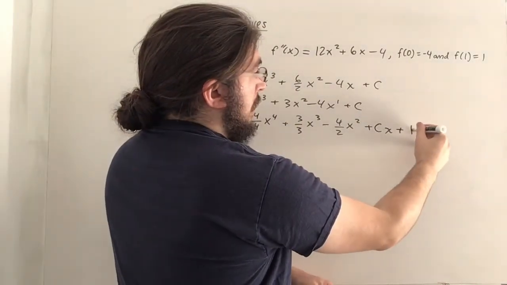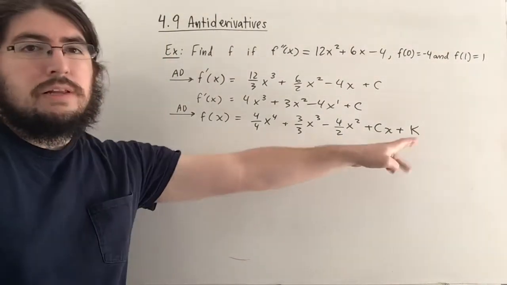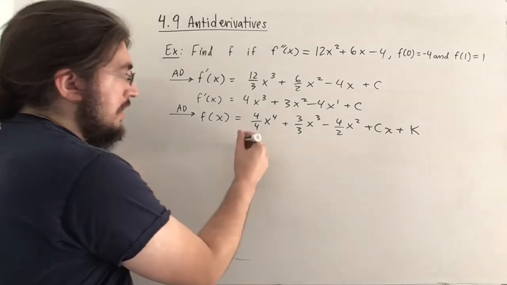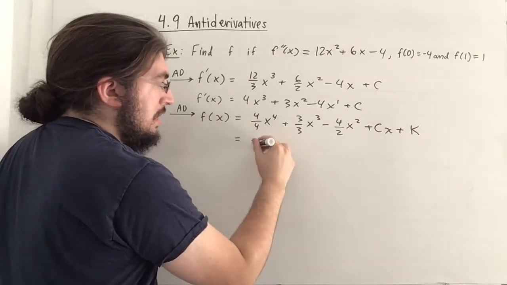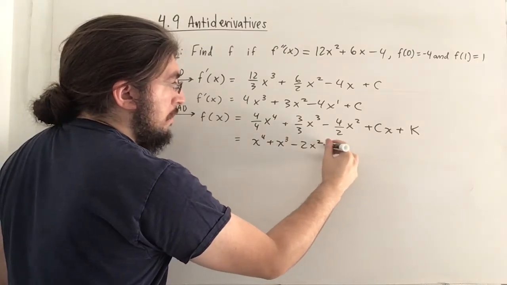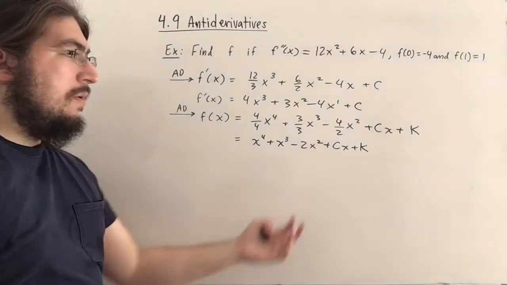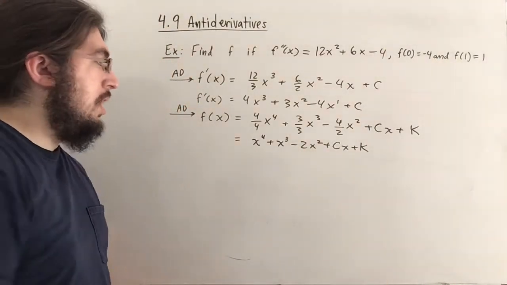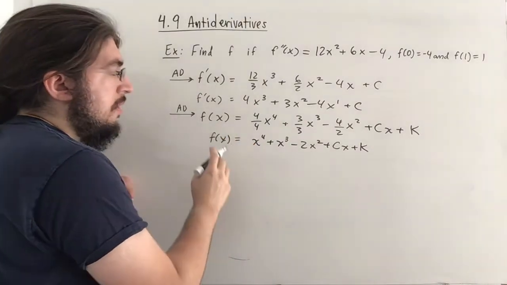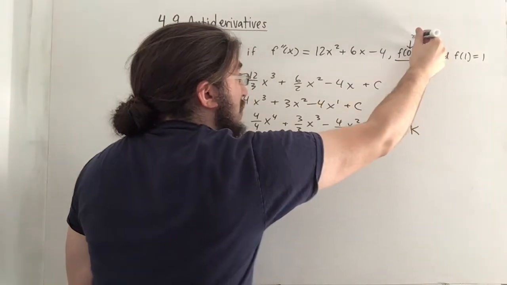I'm not going to write plus c though. You could write plus c1 or c2 or something like that if you like, but I'll use k for constant. That's a joke, obviously. But yeah, so let's see if we can reduce a few of these. So this is just x to the fourth plus x to the third minus 2x squared plus cx plus k. And great, so now we have these two unknown constants, but we can use hopefully our initial conditions to figure out what's what. So for our first initial condition, notice that our x value is 0.